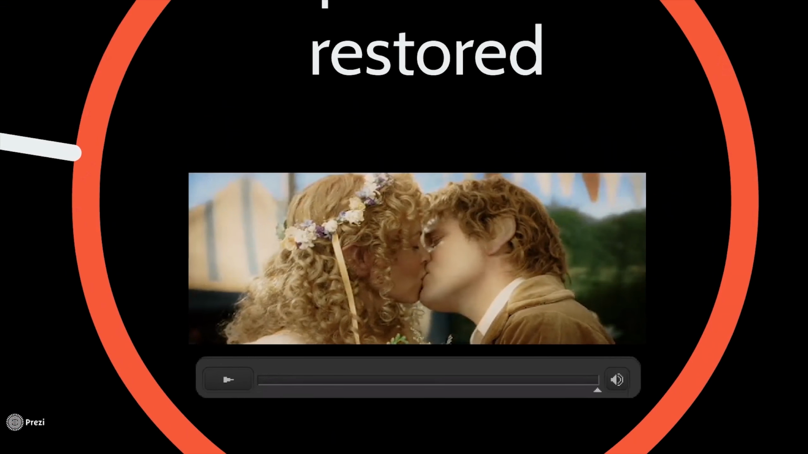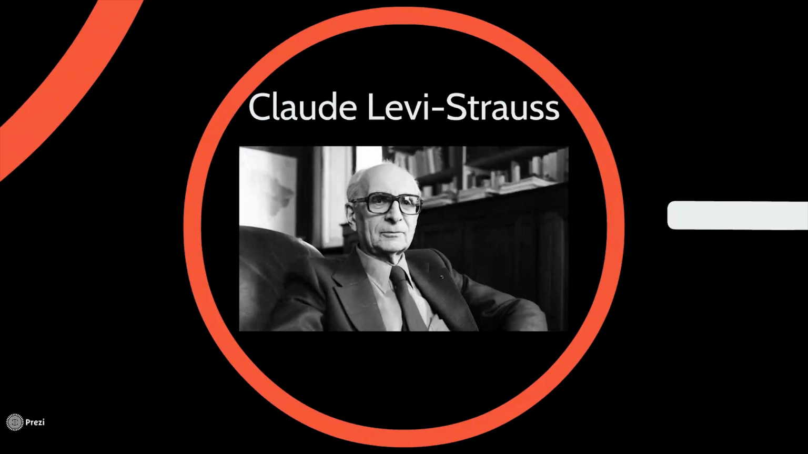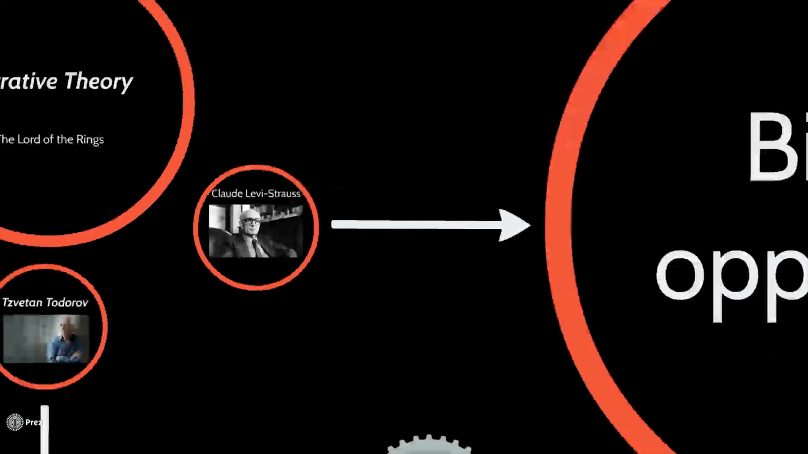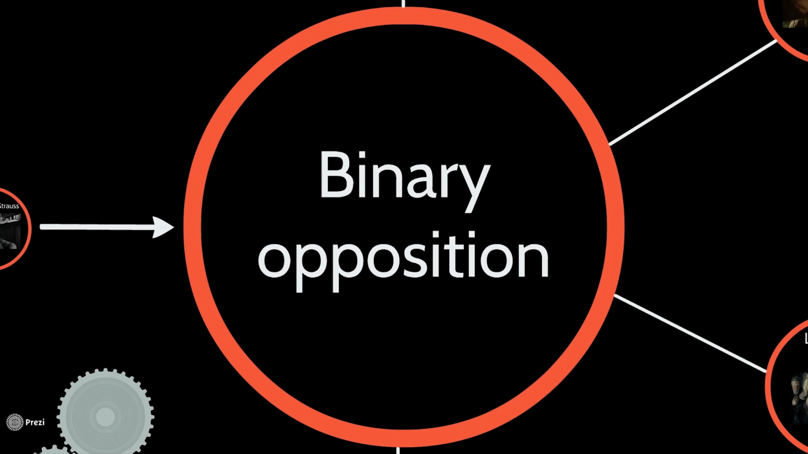Lastly, we have the Levi-Strauss theory about binary opposition. Levi-Strauss was a French anthropologist who believed that the human mind thinks fundamentally in binary opposition. Strauss believes that in language and thought two opposites are defined and set off against one another. So let's have a look at some examples of binary opposition based on the Lord of the Rings films.